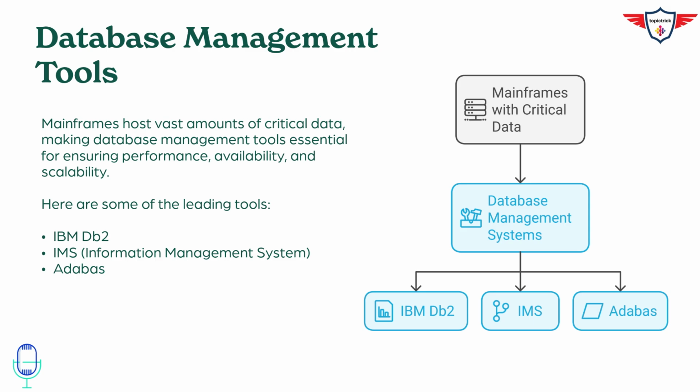Got it. Now, what about IMS? How does it differ from DB2? So IMS really prioritizes speed and efficiency, particularly for applications that have very high transaction rates, like reservation systems. Imagine booking a flight or a hotel room. That rapid response time and efficient data handling that you experience is often powered by IMS. Interesting. So DB2 is like the workhorse for complex data management and analysis. Yes. And IMS is like the speedster, ensuring these quick transactions.